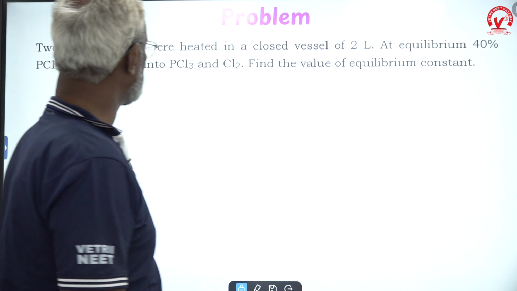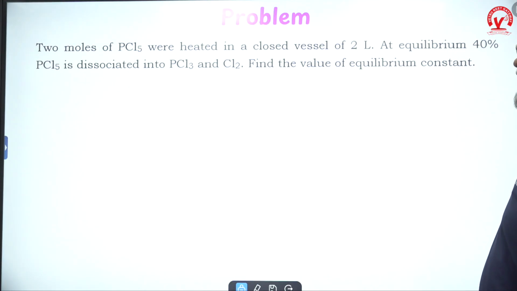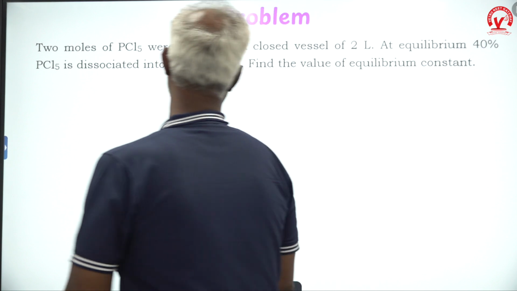We'll do another small problem. 2 moles of PCl5 are heated in a closed vessel of 2 liters. At equilibrium, 40% of PCl5 is dissociated into PCl3 and Cl2. Find out the equilibrium constant.